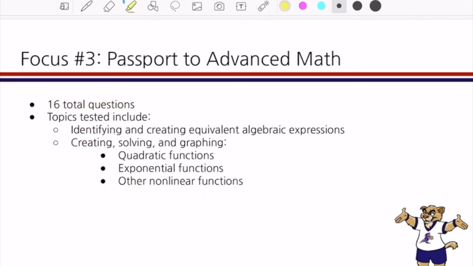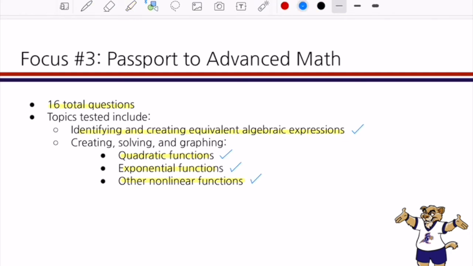The third focus is called Passport to Advanced Math. And so out of the 58 questions on the test, 16 of them come from this section, identifying and creating equivalent algebraic expressions, and then creating, solving, and graphing quadratic functions, exponential functions, and other nonlinear functions.